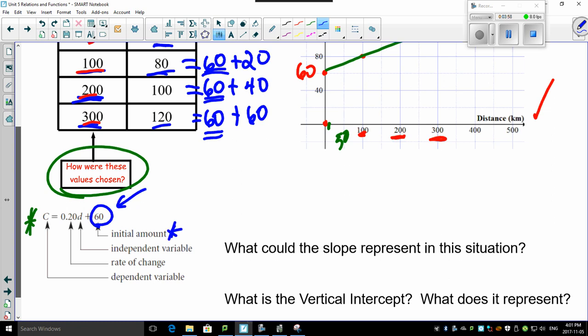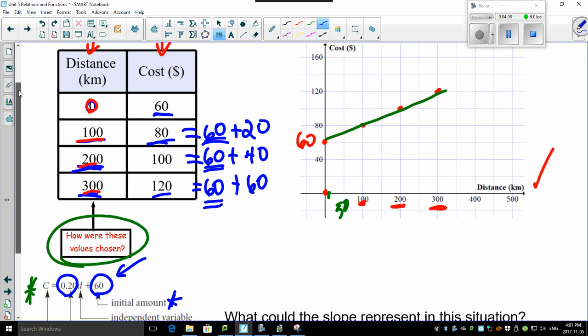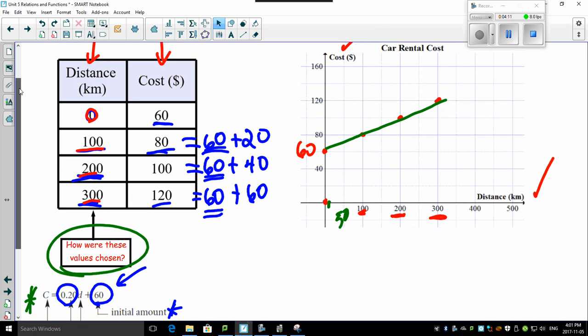That's my initial amount. But I'm kind of curious, how did I get the 0.20 out of this mess? Well, one thing that I did not calculate here is the slope. And look at this. This, of course, is positive because the more I drive, the more I pay. So I'm going to pick 2 points. I'm going to pick this point here, and I'm going to pick this point here. Look, there's my rise. And notice that these are all going up by 20s: 20, 40, 60, 80. So there's my rise, 20, 40.